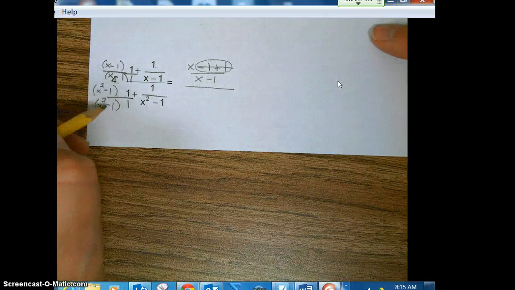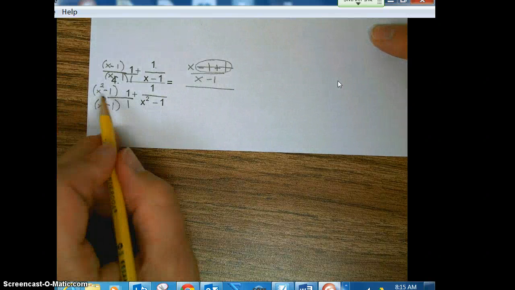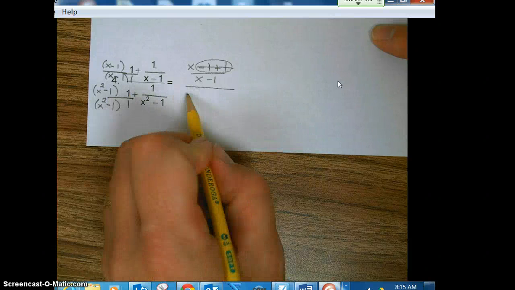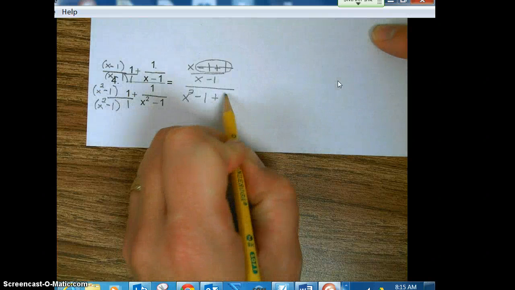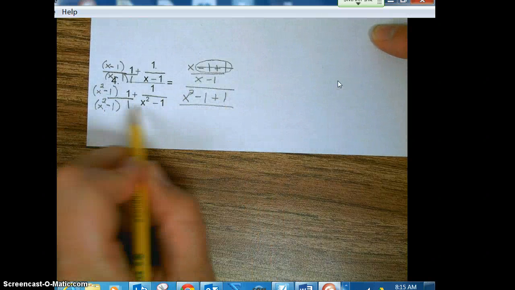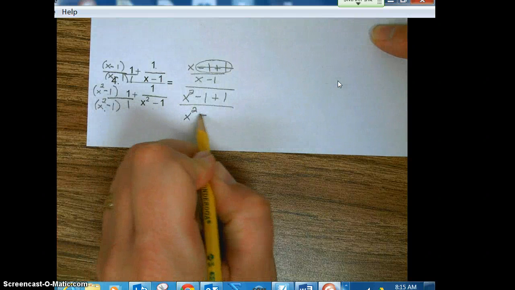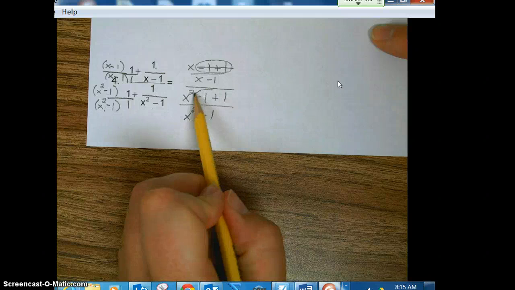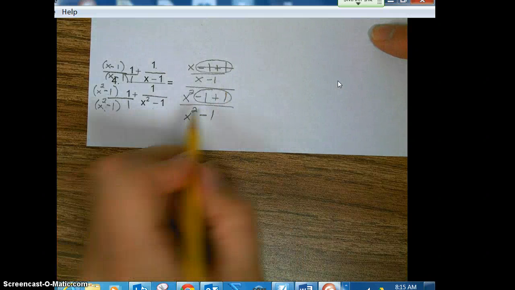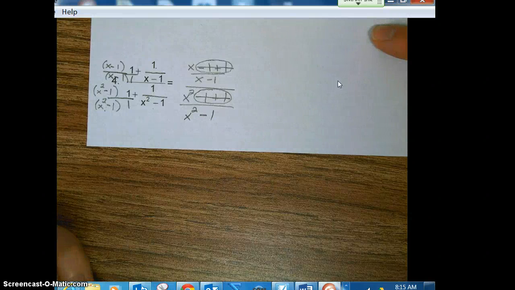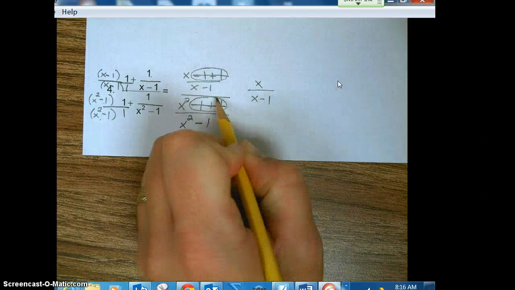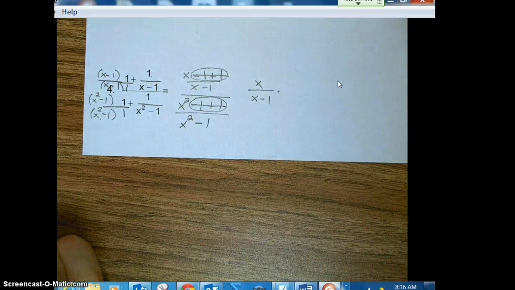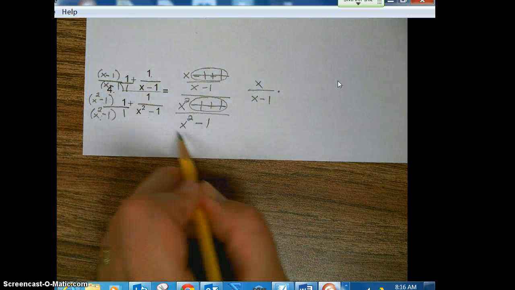So again, this divided by this is 1. So we have x squared minus 1 times 1 plus 1 over, and then our common denominator is x squared minus 1. Now, again, let's simplify that down. Let's get rid of those 1s on the top because they cancel. Alright, so now we're going to use the rule. So we have the fraction on the top, so x over x minus 1. Change division to multiplication. And then reciprocal of the denominator.